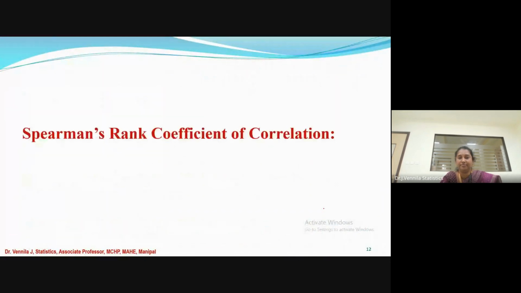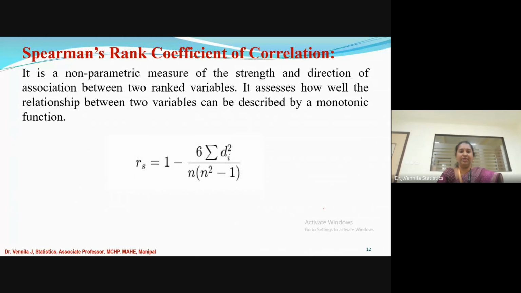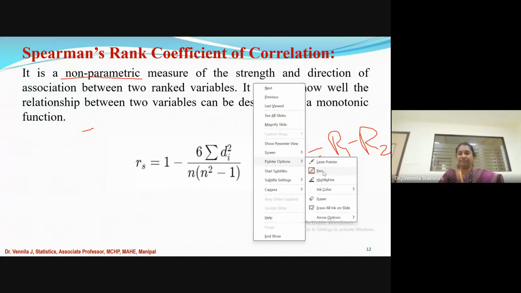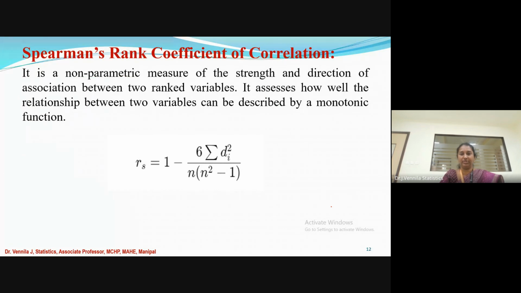The next one is Spearman rank correlation. For Spearman rank correlation, you know that when your data are not normally distributed, then only can we apply it. Not normally distributed is called a non-parametric test. So when you have that kind of data, we have to use this formula: Rs is equal to 1 minus 6 into summation d square divided by n into n square minus 1. Di is nothing but the difference between rank 1 and rank 2. So this is the formula for Spearman rank correlation.